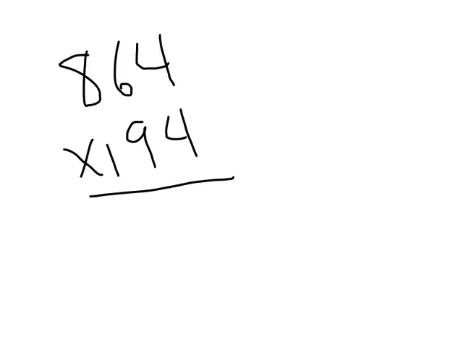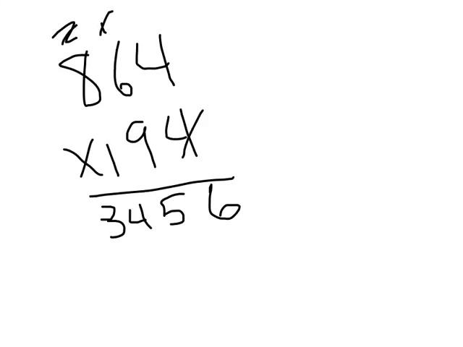Let's see how you did. 4 times 4 is 16. 4 times 6 is 24, plus 1 more is 25. 4 times 8 is 32, plus 2 more is 34. Done with my 4. Drop 1 0 because 9 is in the tens place. 9 times 4 is 36. 9 times 6 is 54, plus 3 more is 57. 9 times 8 is 72, plus 5 more is 77.